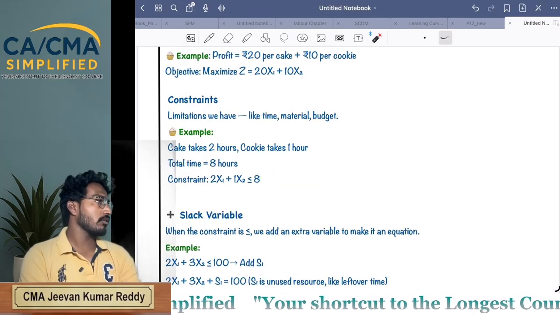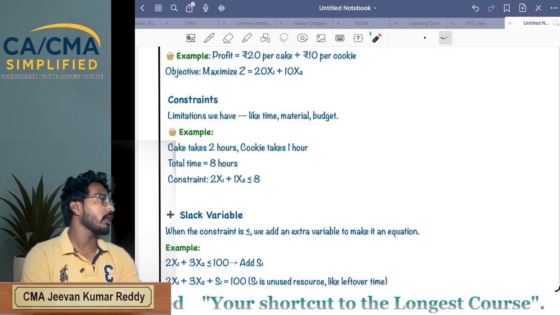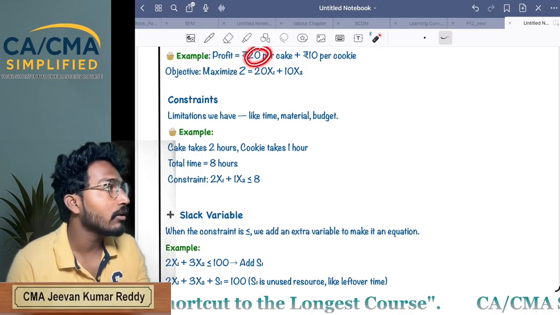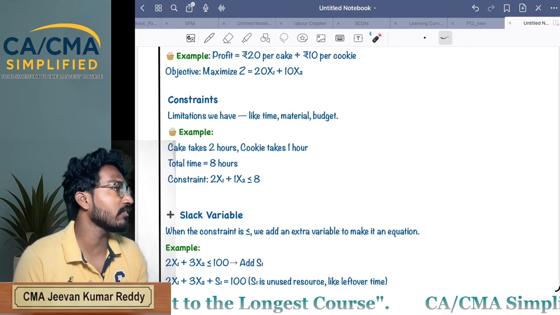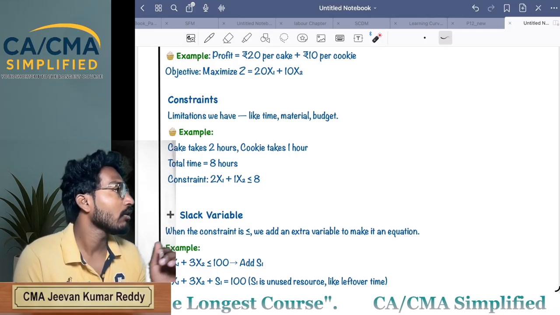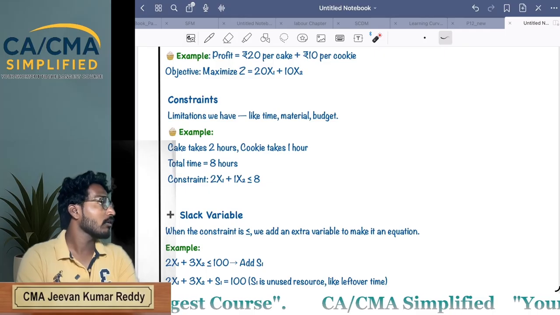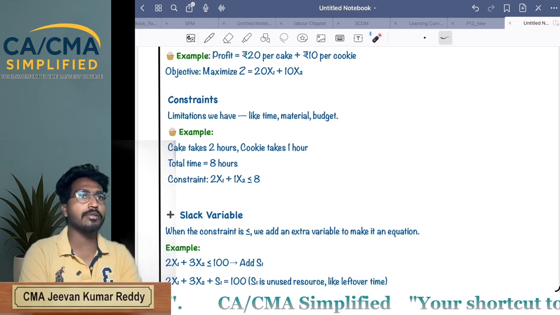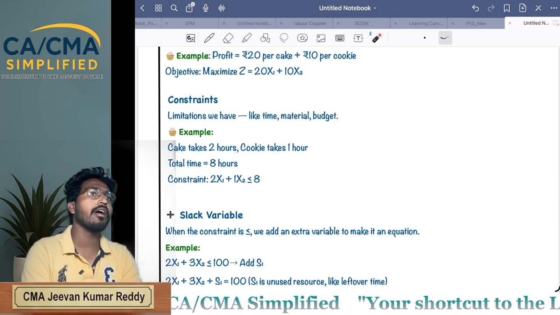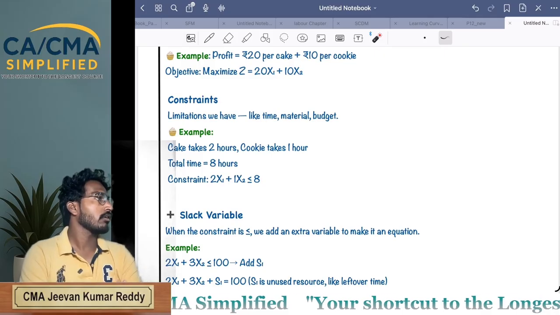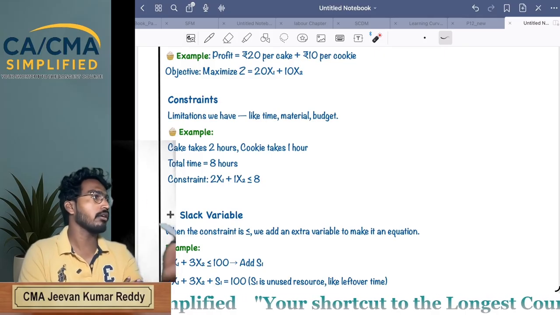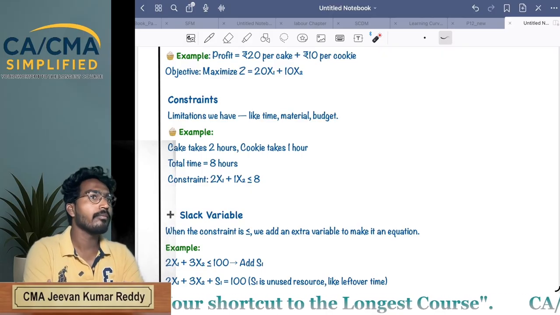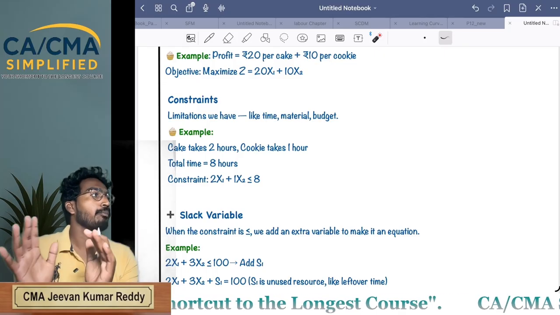By selling one cake, you will get 20. By selling one cookie, you will get 10 rupees. Now, what is our objective? Here, the data is given as profits. Our objective is to maximize. What will you maximize? Not the profit of cake or the profit of cookie, but the profit of the bakery. You can produce as many units of cakes or cookies as you want, but ultimately your aim is to maximize the profit of the bakery.